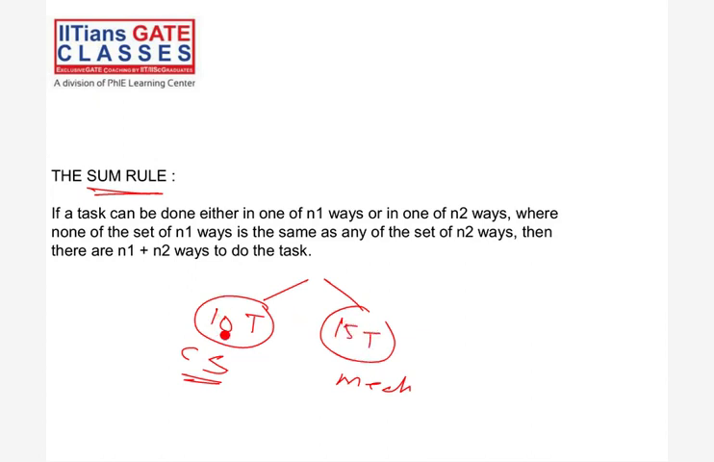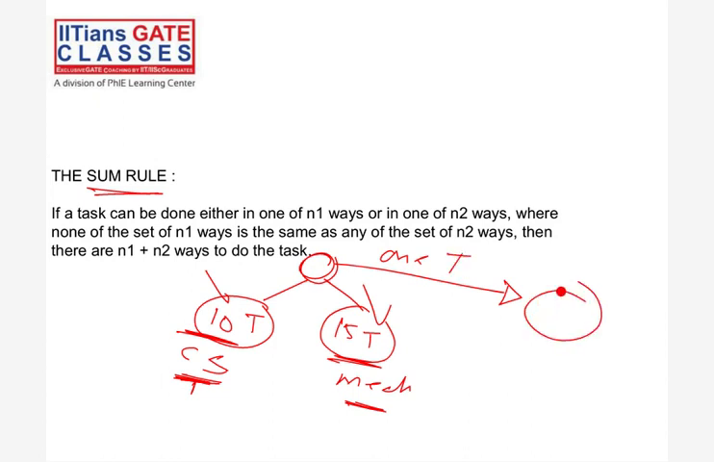And let's assume that these 10 teachers are different from these 15 teachers. Basically, these are disjoint, like there is no teacher who is in both computer science and mechanical. So there are total 25 teachers, right? And this university wants to send one teacher to a conference.